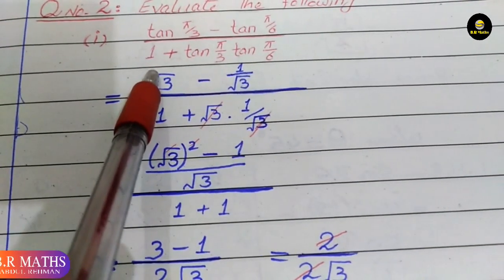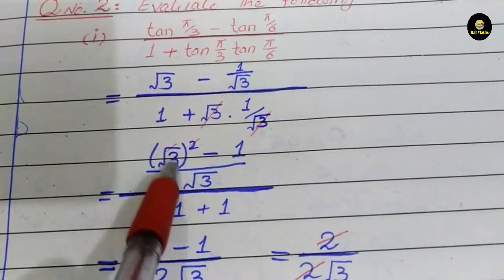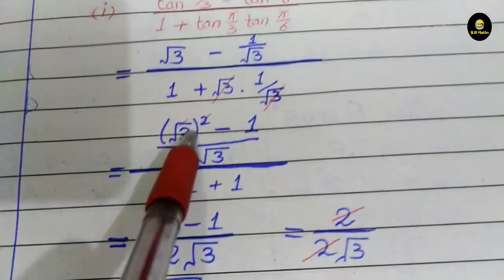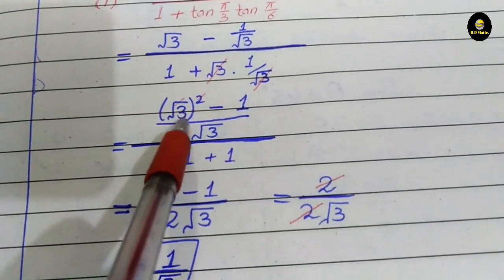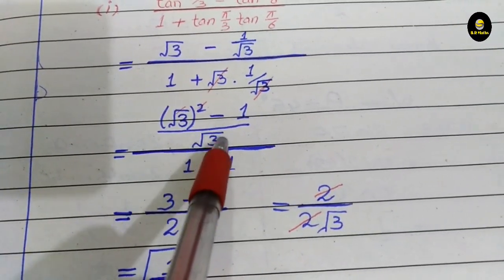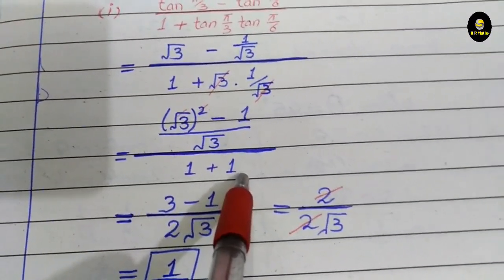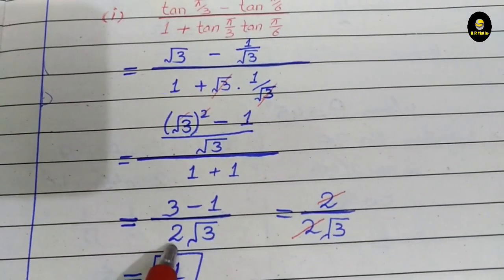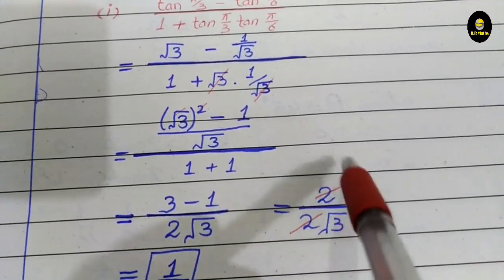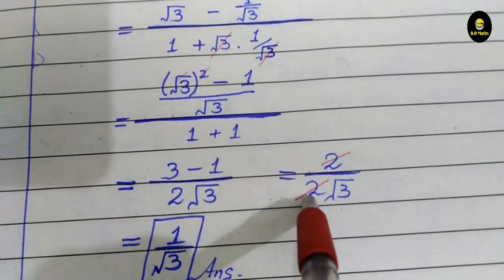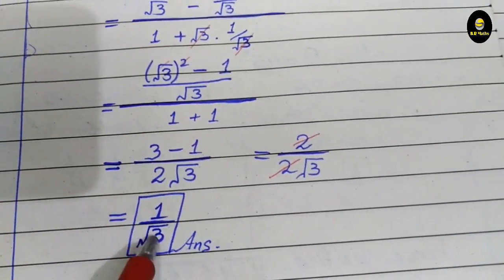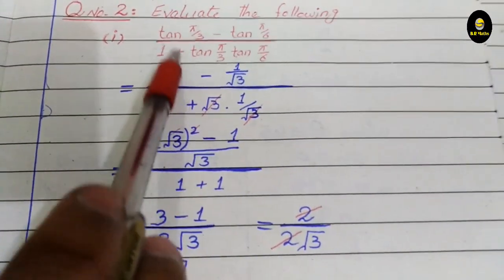This square root 3 multiplied with this square root 3 becomes square root 3 whole squared minus 1. So the square roots cancel, and we see 3 minus 1, and this square root 3 in the denominator, and 1 plus 1, 2, is also a denominator. So 2 square root 3 is the whole denominator. 3 minus 2 becomes 2, and 2 cancels with 2, and the result is 1 divided by square root 3. This is the value of the given expression.